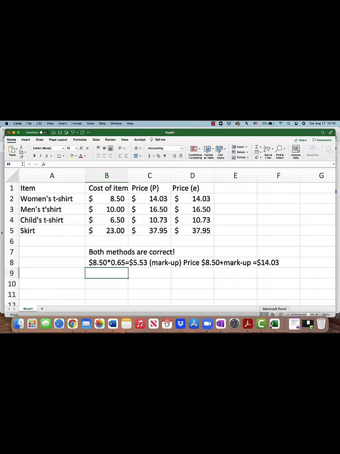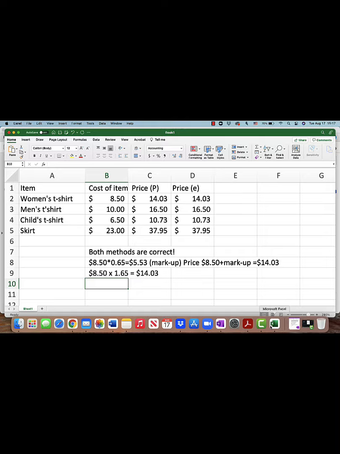So what do we have? We have Eduardo's method, 1.65. Let's try this. Let's break this down. So if we're taking $8.05, and we multiply it by 1.65, we get straight to that answer of $14.03. Let's try to reason out where this is coming from.